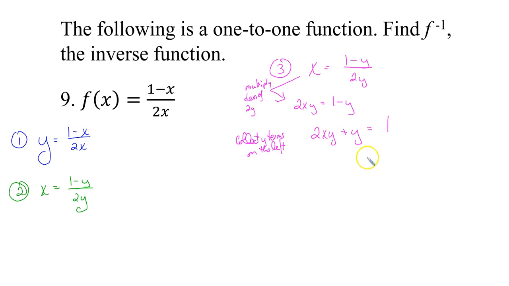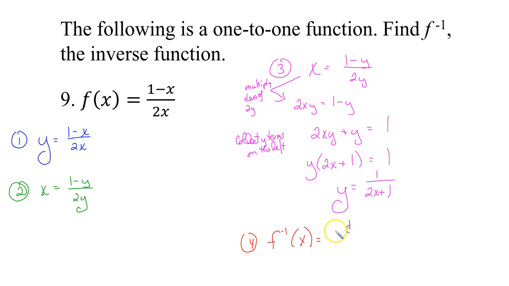Now I'm going to factor a y out of both of these terms. So y comes out, and so I have y times 2x plus 1 is equal to 1. And now magically I've taken 2 y's and I've condensed it into just 1 y. Now to solve for y, I divide both sides by 2x plus 1. And so y is going to be equal to 1 over 2x plus 1. And this is my inverse function. So step number 4, f inverse is 1 over 2x plus 1. And we are very happy that one is done.